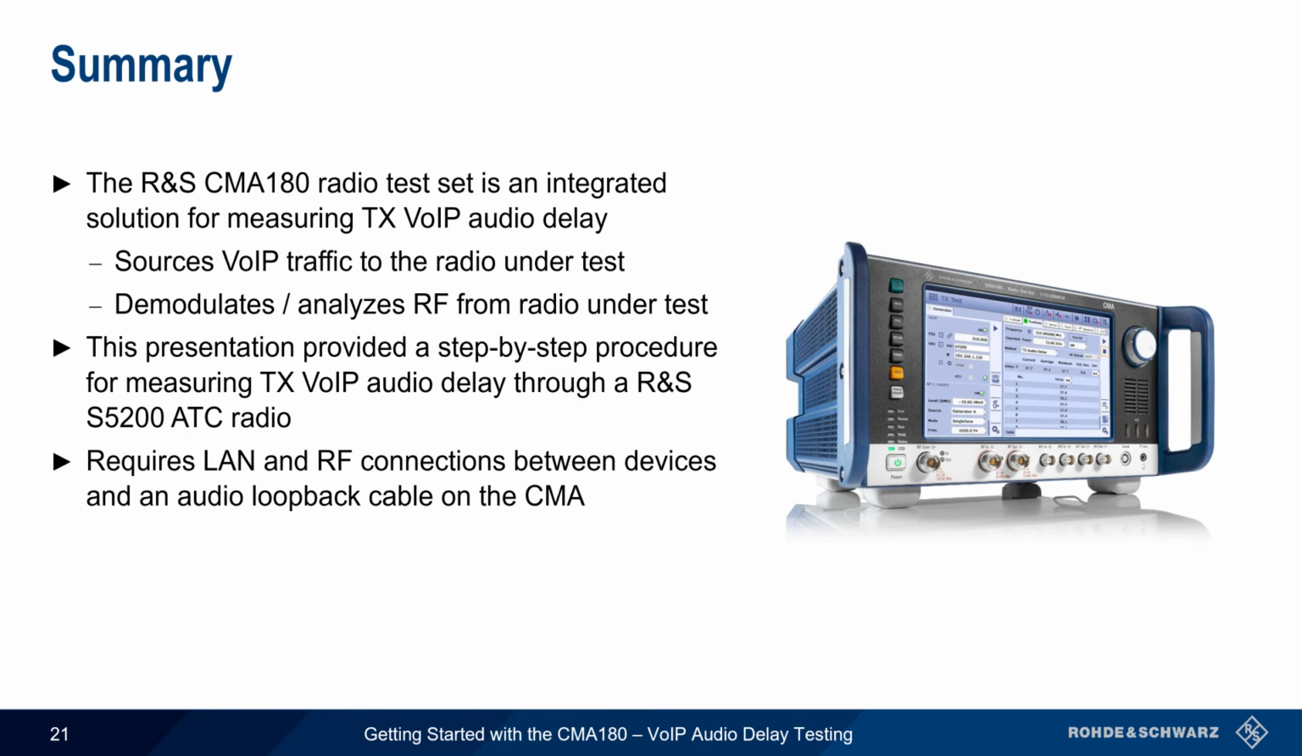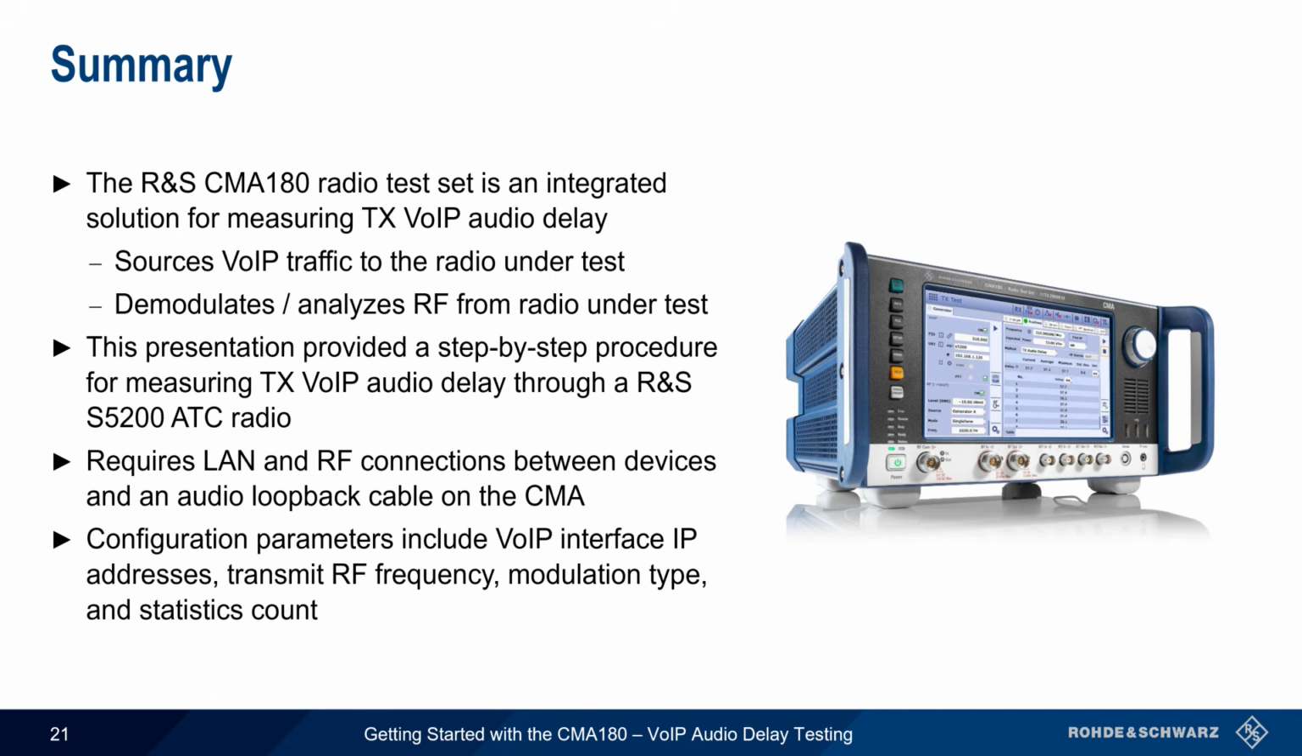The only connections required for this test were a LAN and an RF connection between the radio and the CMA, as well as an audio loopback cable on the front of the CMA. And finally, we explained how to configure the necessary parameters on both devices, such as the VoIP interface IP addresses, the transmit frequency, the modulation type, and the statistics count. This concludes our presentation, Getting Started with the CMA180 VoIP Audio Delay Testing.